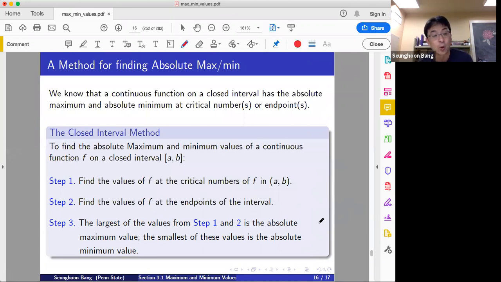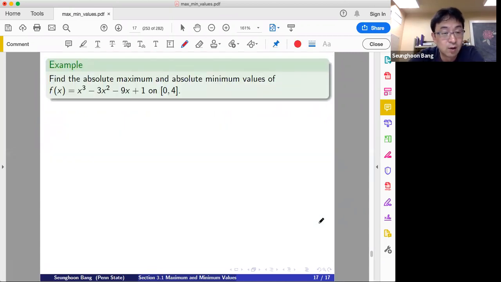That's it. This is the whole idea. We always follow 3 steps for finding absolute maximum and absolute minimum. We call it the closed interval method. The first one: find the absolute maximum and absolute minimum values of f of x equals x cubed minus 3x squared minus 9x plus 1 on the closed interval 0, 4.